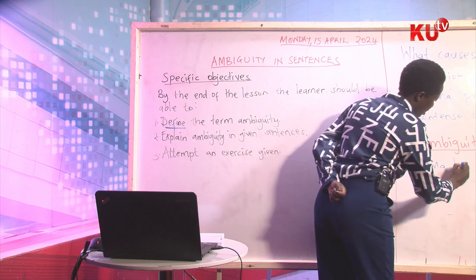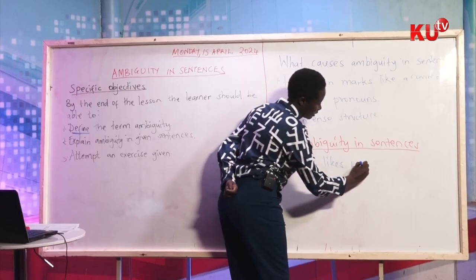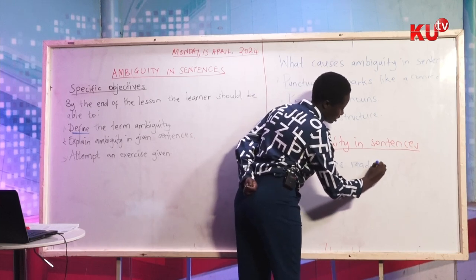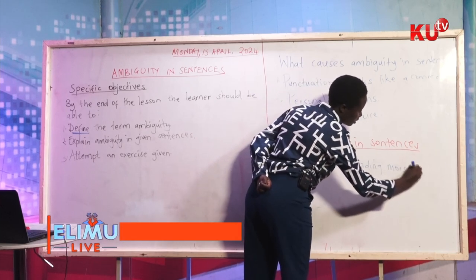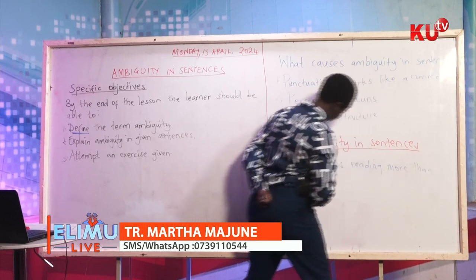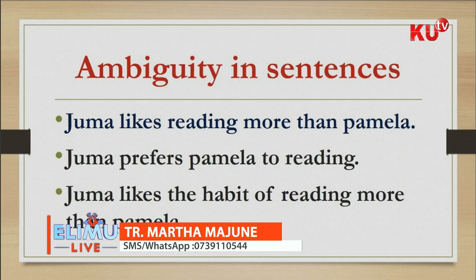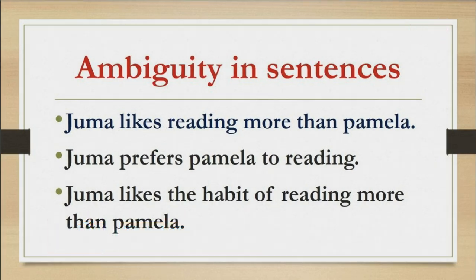Juma likes reading more than Pamela. So Juma likes reading more than Pamela. This is our first sentence, Juma likes reading more than Pamela. This sentence is ambiguous. There are two possible meanings that will come from the sentence.